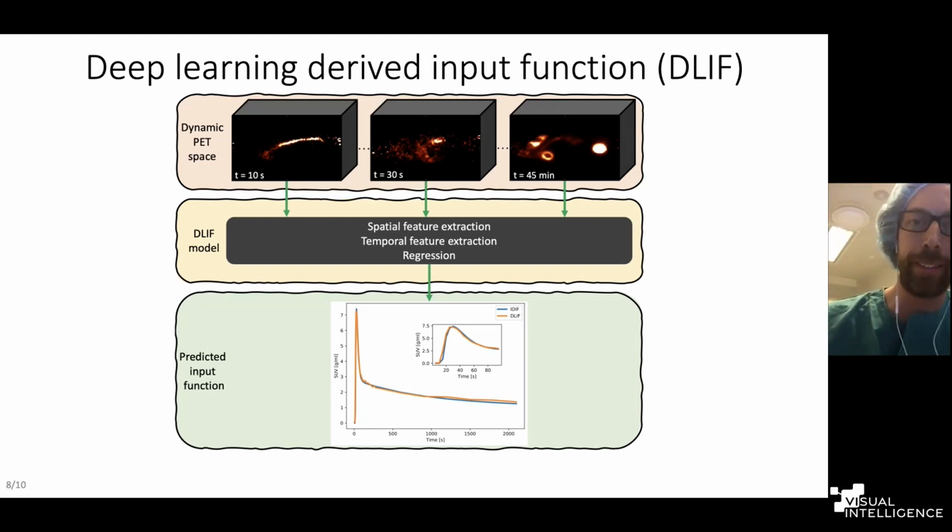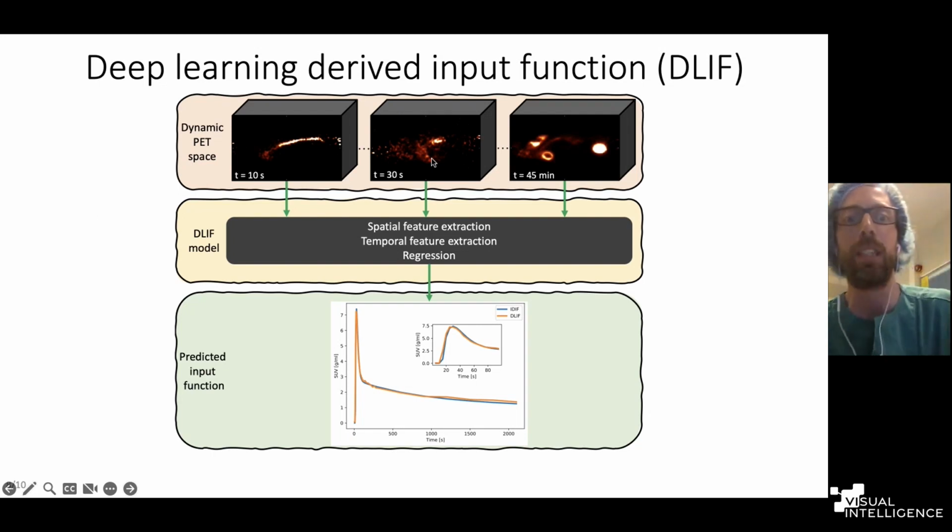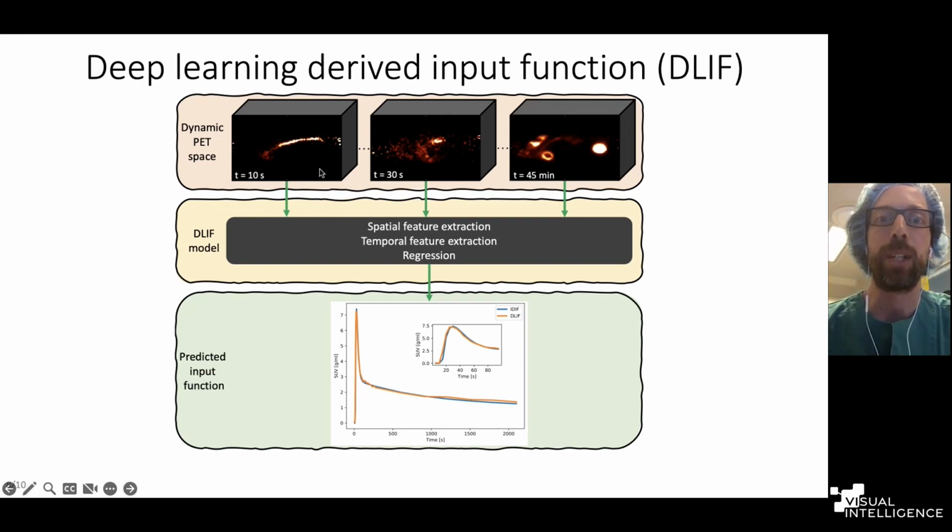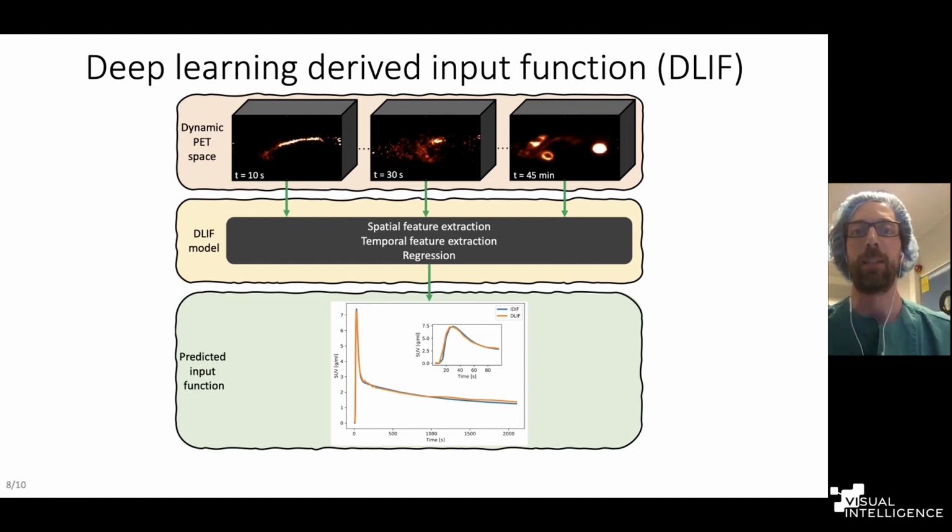So we moved on, tried to develop this further and see if we could input the images directly. So these are 4D hypercubes, 3D volumes over time. If we could input these into a neural network and perform spatial and temporal feature extraction and then regression into this useful arterial input function curve.